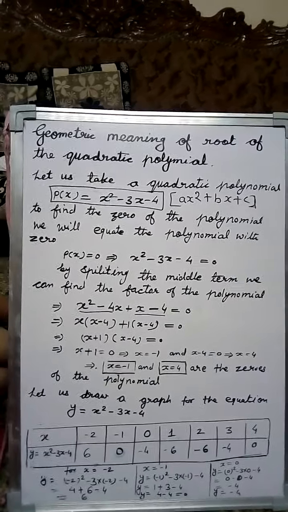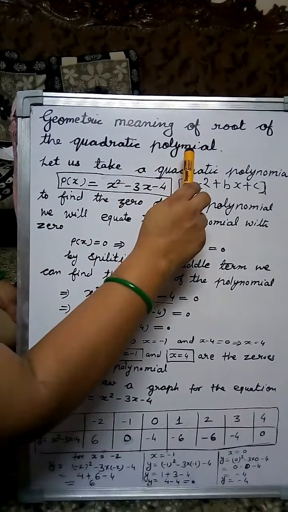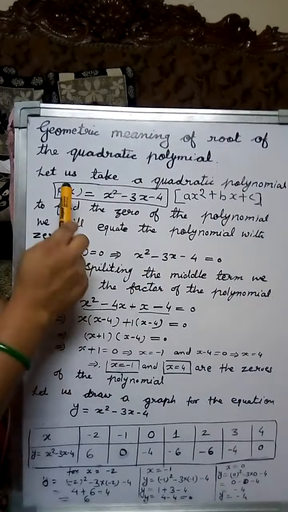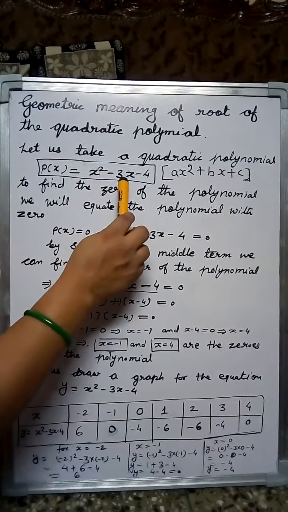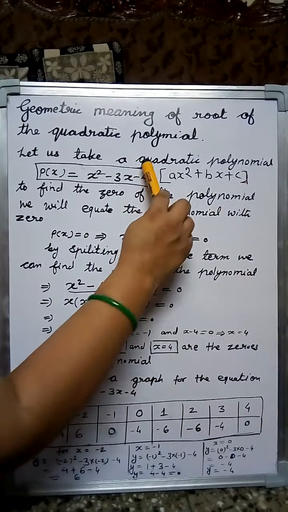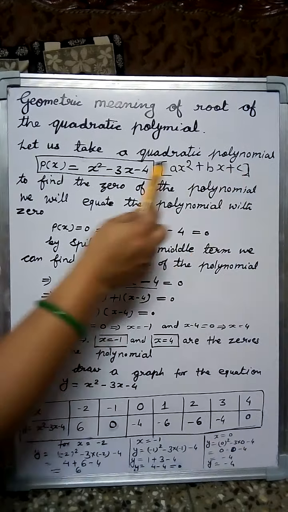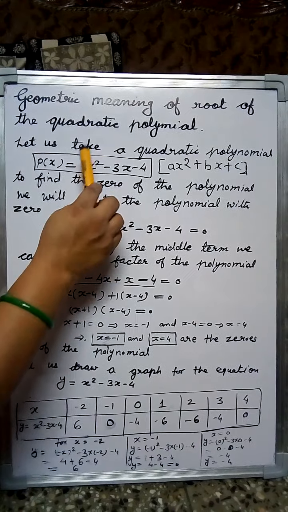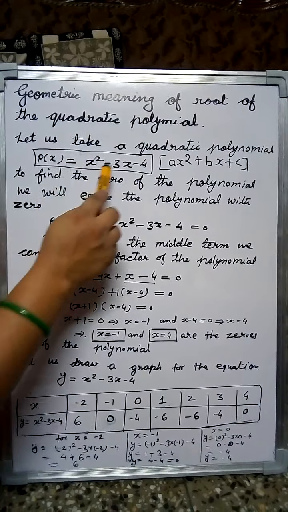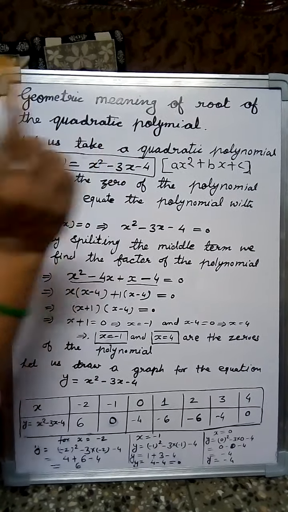Now, in this video, we are going to learn the geometric meaning of the root of a quadratic polynomial. Let us take a quadratic polynomial, p(x) is equal to x square minus 3x minus 4. We know the standard form of the quadratic polynomial is ax square plus bx plus c. So this is an example of a quadratic polynomial, as the highest power of the variable in this polynomial is 2.